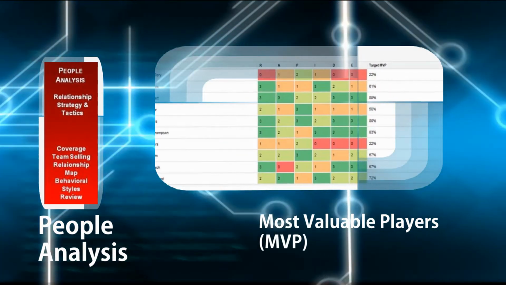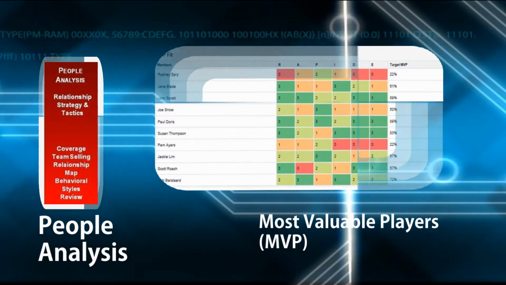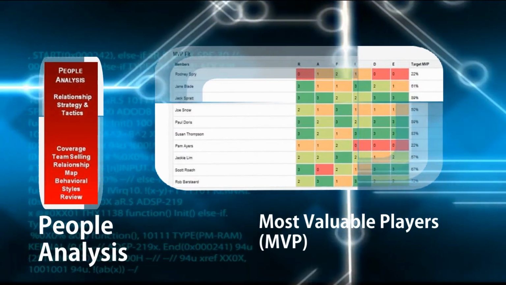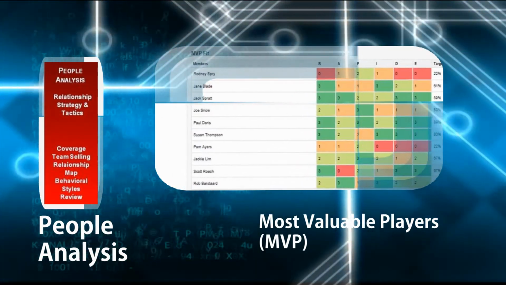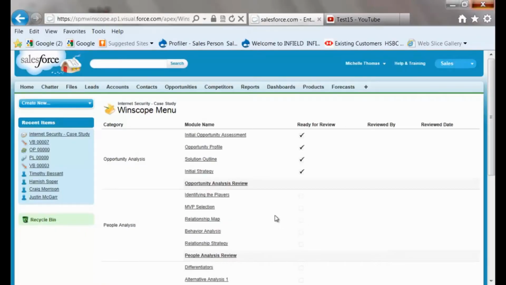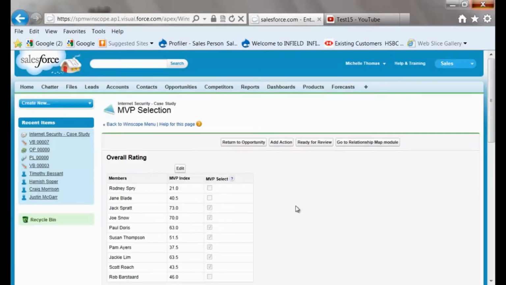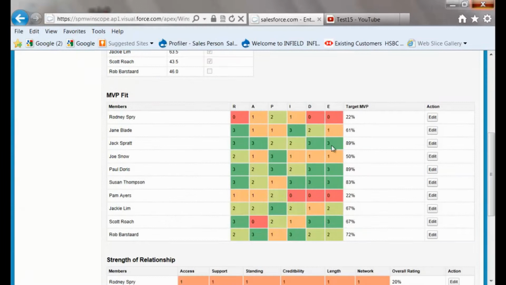Once you identify your MVP list, you line up the right people in your team and build your relationship strategy. The most obvious choice of most valuable player may not always be the best. WinScope helps you to consider carefully what makes a person worthy of your investment in time and effort. Consider the types of people you have been successful with in the past and what made them a good contact. We call that MVP fit.